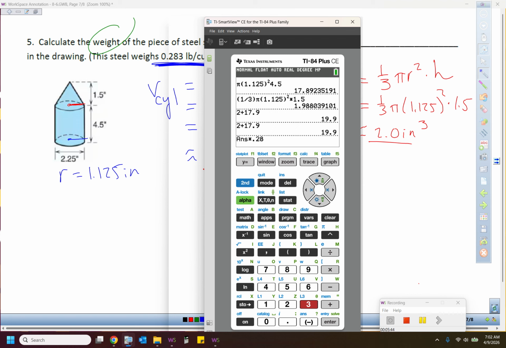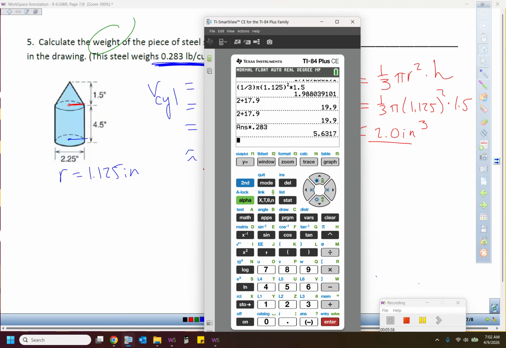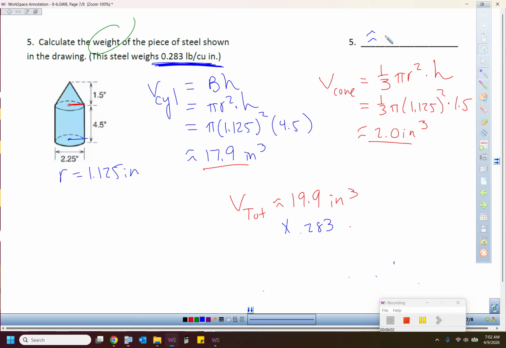And he weighs about 5.6 pounds roughly. They don't tell us how to round, so I'll just write that all down. We'll round to the nearest tenth, about 5.6 pounds, and pounds can be abbreviated as LBS. So it was just the volume of that.